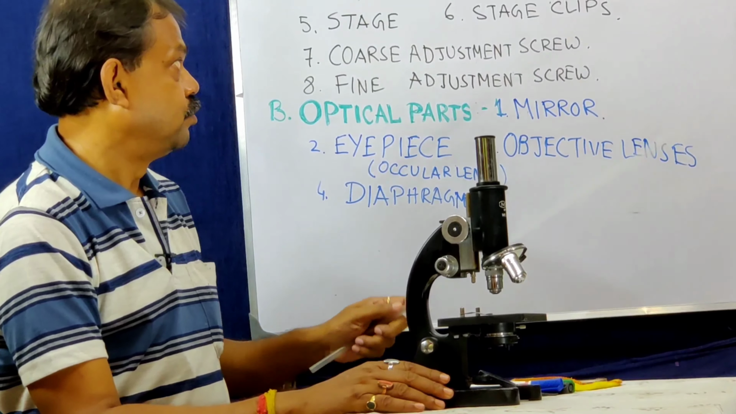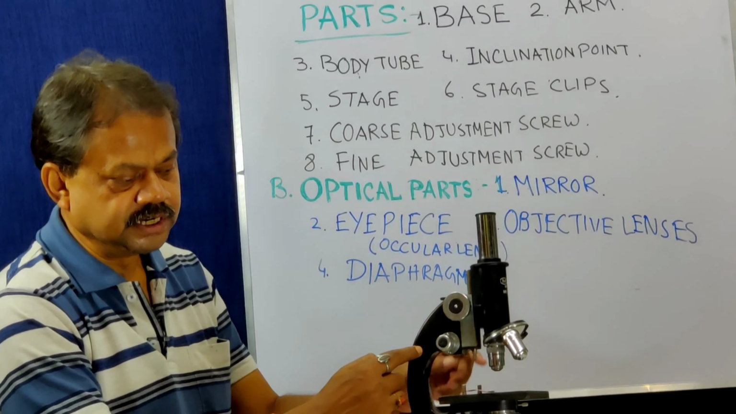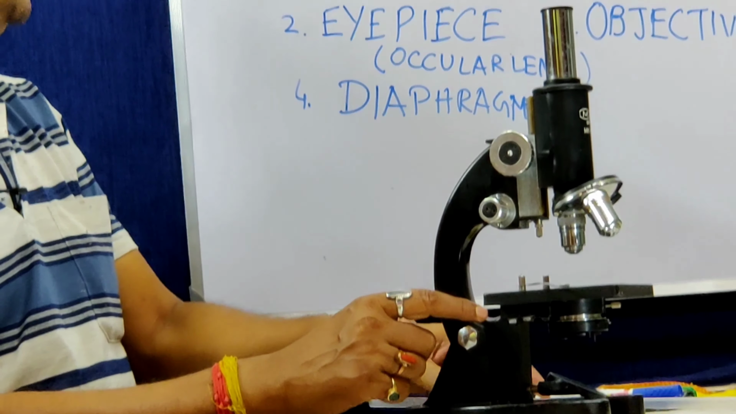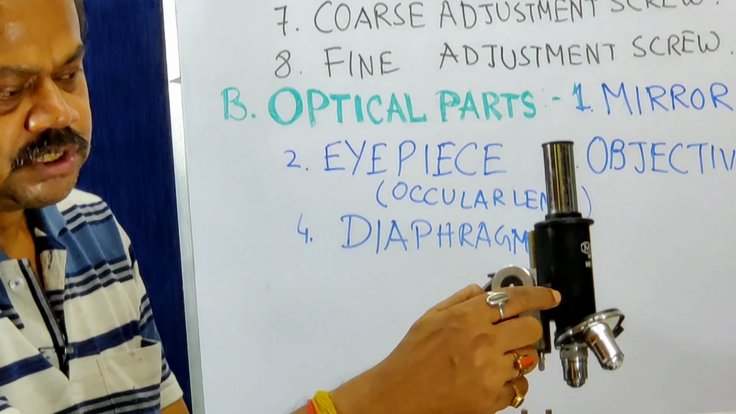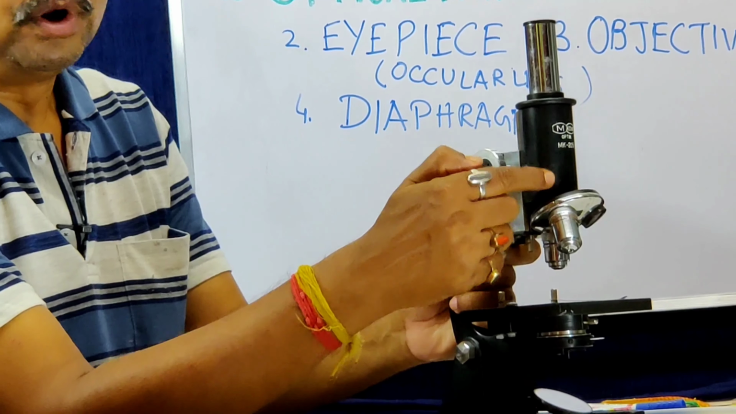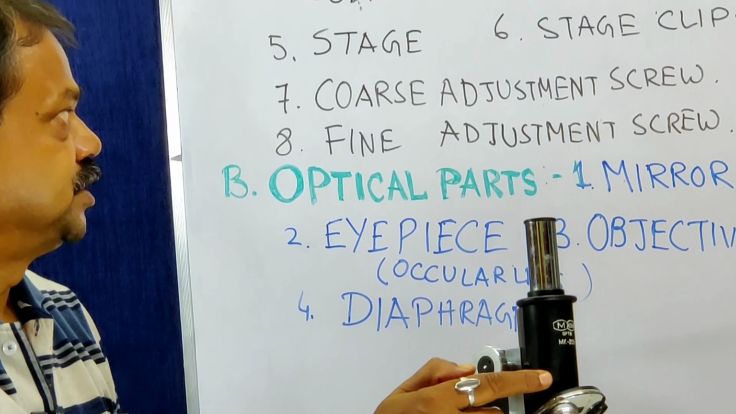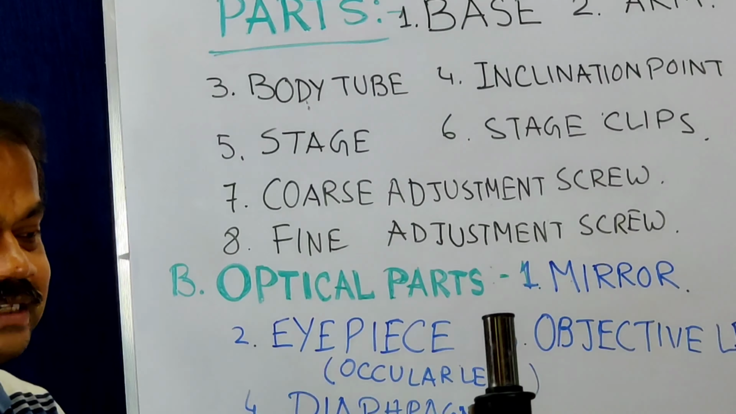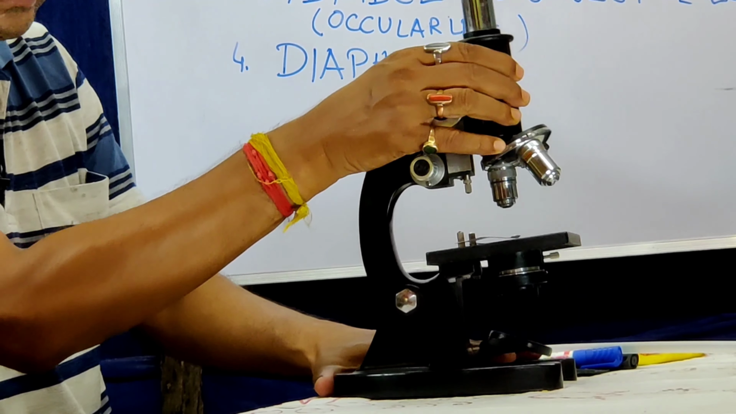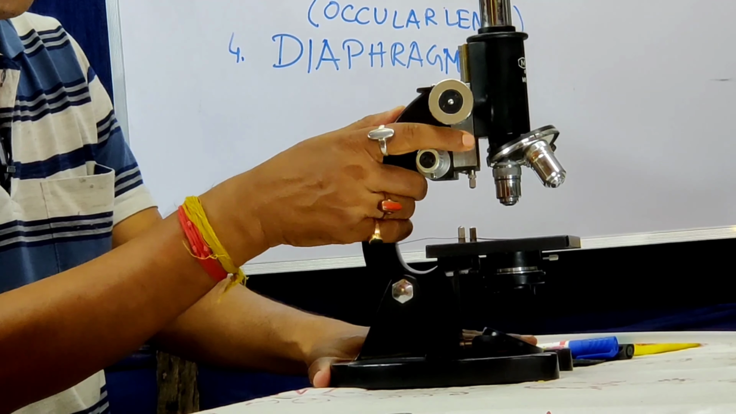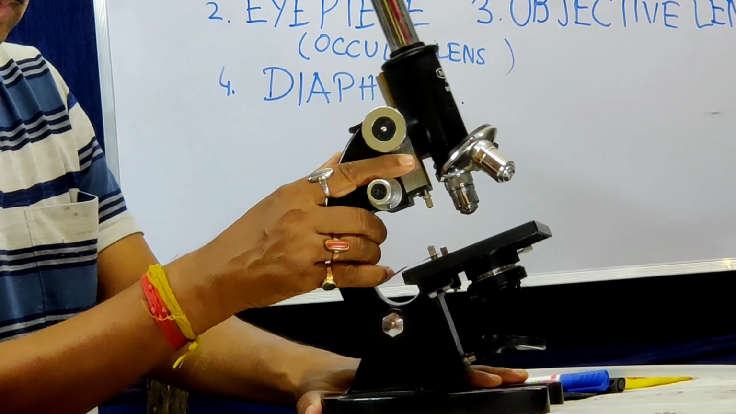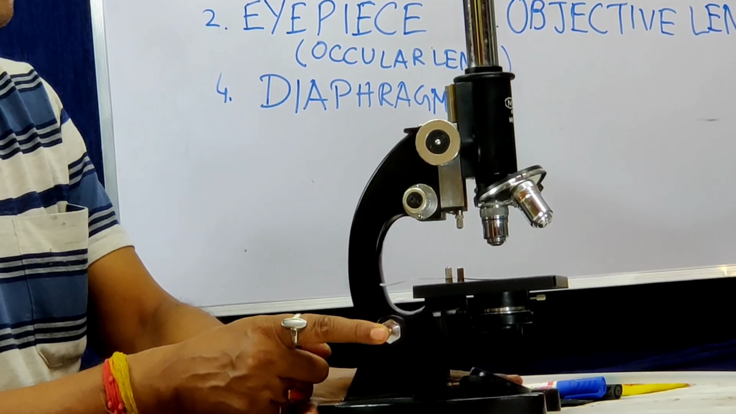Now the second one is the arm. This portion is called the arm. The third one is the body tube. This portion is called the body tube. Next comes the inclination point. Here you see the inclination point, by which we can tilt the microscope for our convenience.